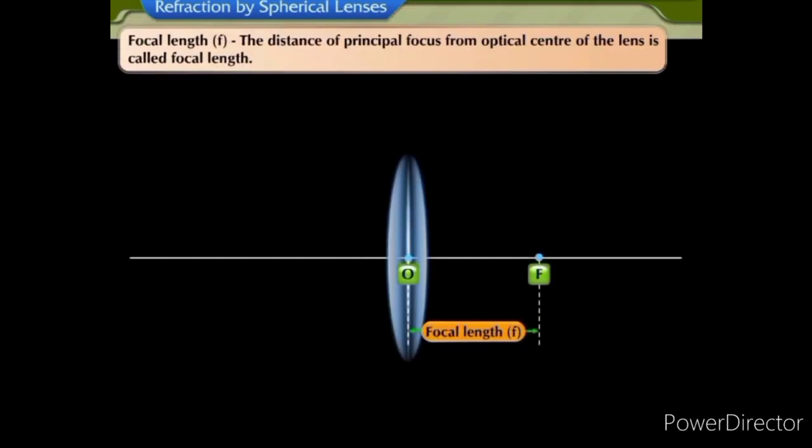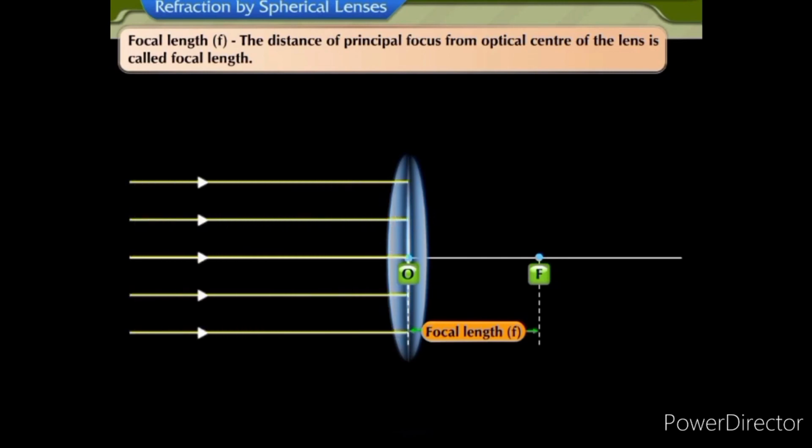Focal length, f. The distance of principal focus from optical center of the lens is called focal length. What happens when parallel rays of light are incident on a lens? Let us understand this by performing an activity.